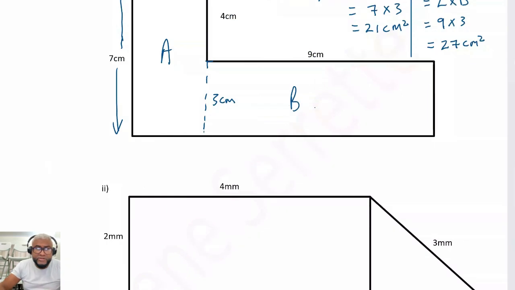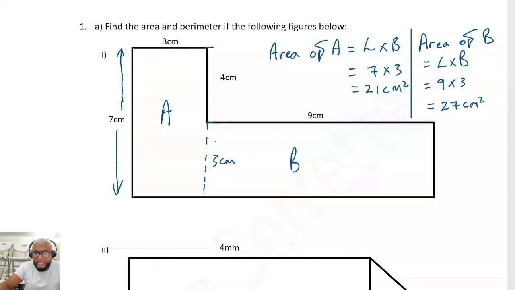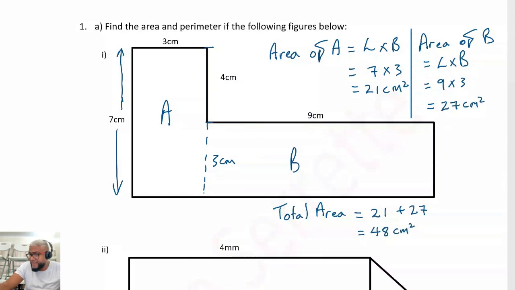All right. So total area, let's write it underneath here. Total area would be 21 plus 27, which will give me 48 centimeters squared. So that's the area of the shape. Now, if you split the compound shape a different way, you are supposed to get the same 48 centimeters squared. Raise your hand if you got 48 centimeters squared for the area of the first compound shape.